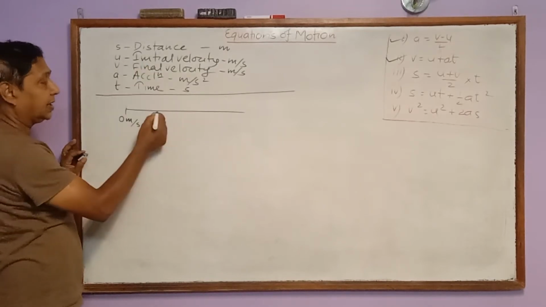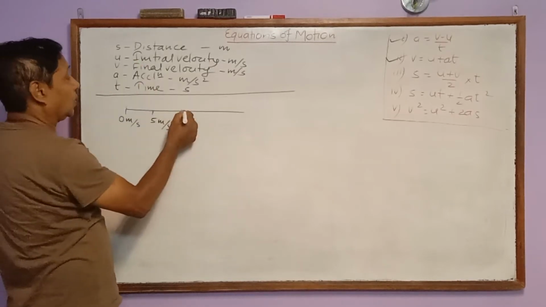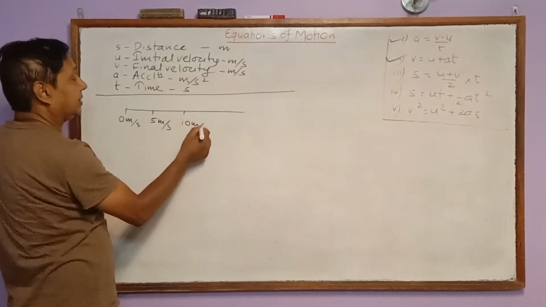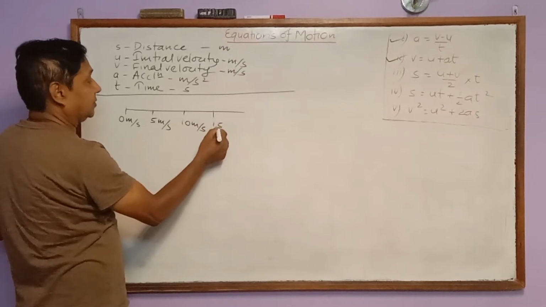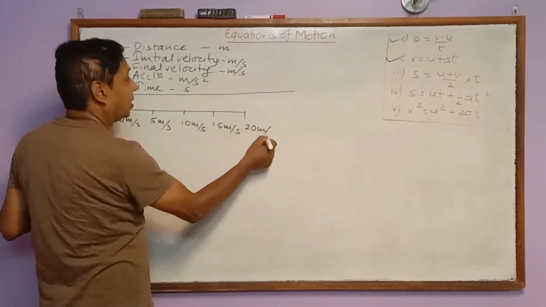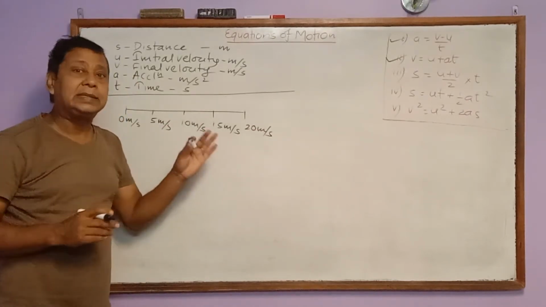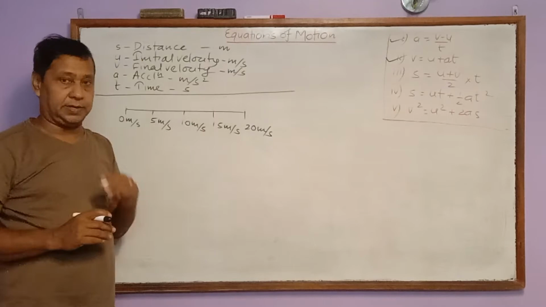At the end of 1 second, its velocity, let's say, is 5 meter per second. At the end of another 1 second, let's say 10 meter per second. And in the same way, 15 meter per second and 20 meter per second. A body is moving in this way. It means this body is in uniform acceleration.